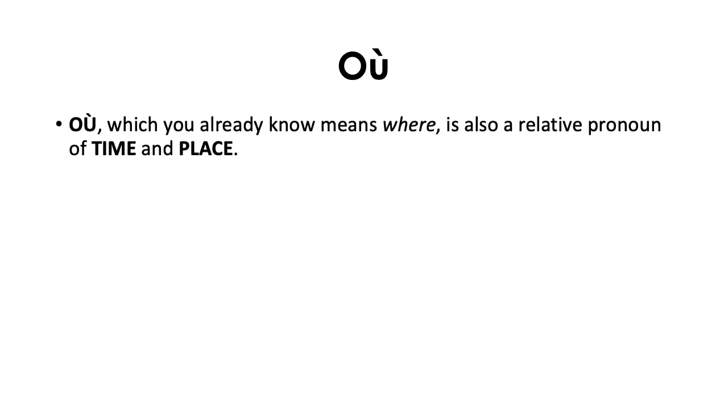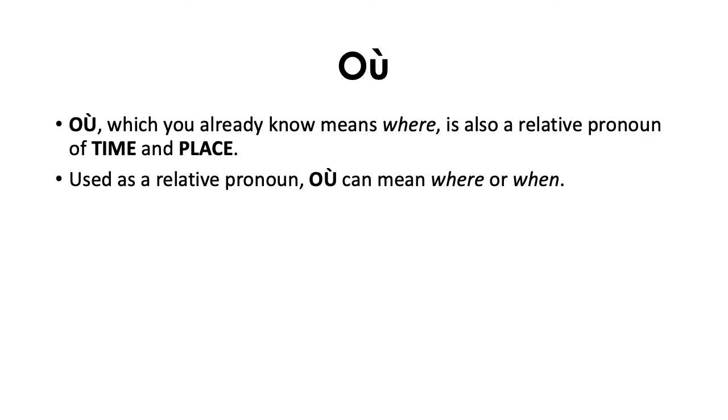Okay, we're going to continue now with the relative pronoun où. Now, we have seen this word before. It means where. However, we can use it to stand in for time or place. So when we use où as a relative pronoun, this can mean either where or when in a sentence. Here are some examples of how we could use it in French.